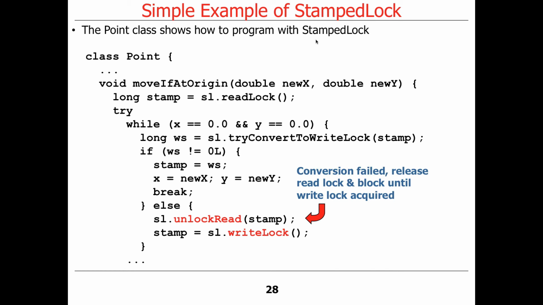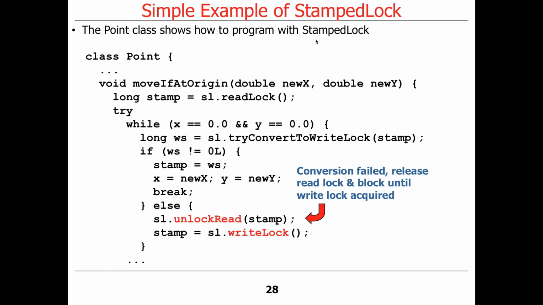So just because it was 0, 0 before, by the time we get down here and acquire the write lock, it may have turned to some other value because somebody else may have snuck in and changed it. So it may no longer be at the origin. Because of that, we have to loop back around again, now with the write lock held. So now we're in good shape.